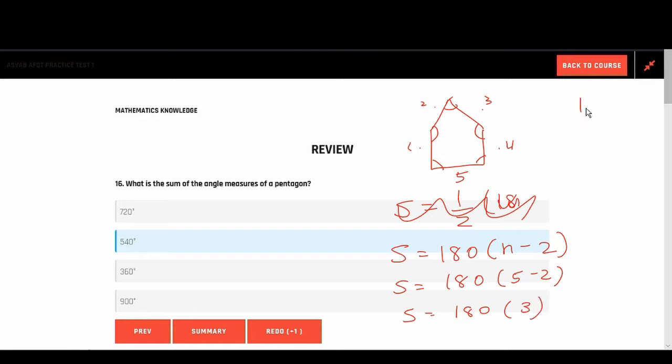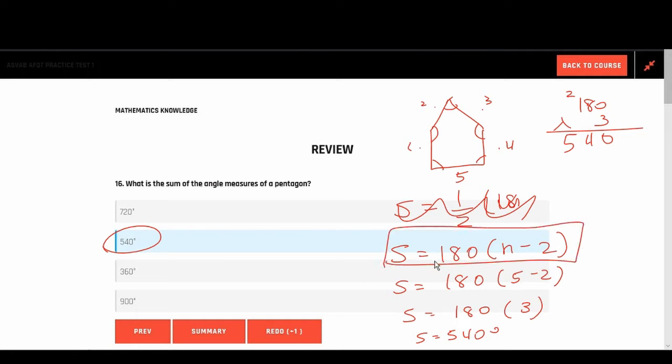180 times 3 is, 3 times 0 is 0. 3 times 8 is 24. Carry the 2. 3 times 1 is 3, plus 2 is 5. So the sum of the interior angles is going to be 540 degrees, which is right there.